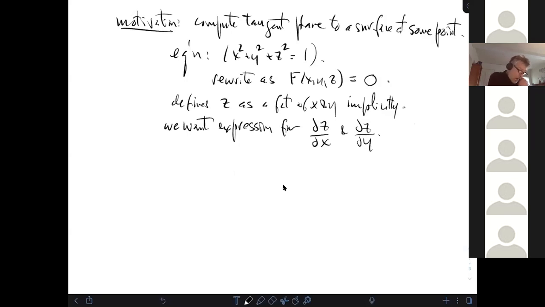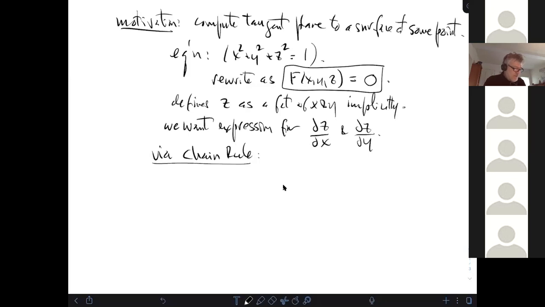Okay, so how are we going to do this? We're going to use the chain rule. It's the same trick that we used last time, but now we have 3 variables. So let's take a look at this. I have my equation f of x, y, z equals 0. So I have a function f, which is a function of 3 variables, x, y, and z, okay? And I'm going to underline them. We'll see why in just a sec.